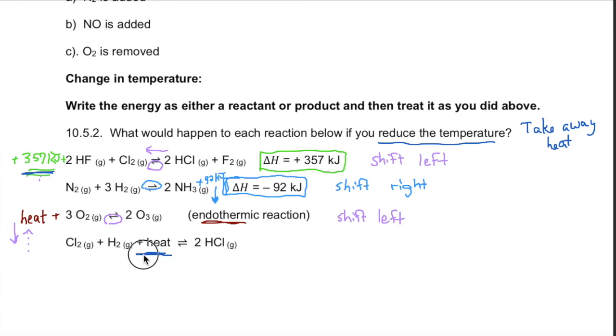This last one lists the heat as one of the starting materials, one of the reactants. So this is also an endothermic reaction. The forward reaction is absorbing heat. The reverse reaction is what is releasing heat. So if we take away heat, the reaction that can make more heat is the reverse reaction. So it's going to have to shift to the left to make more heat when we've taken the heat away.